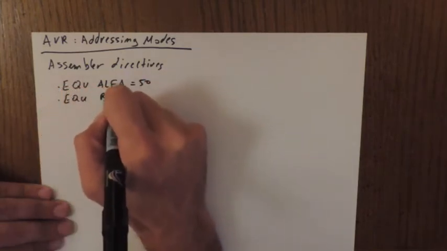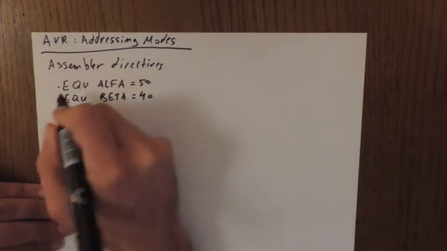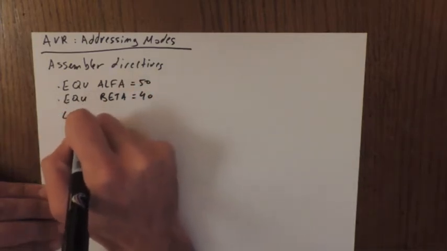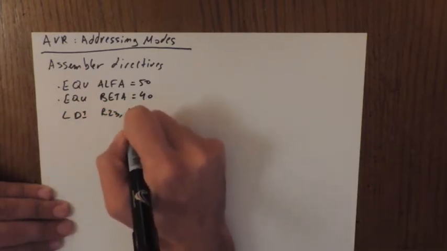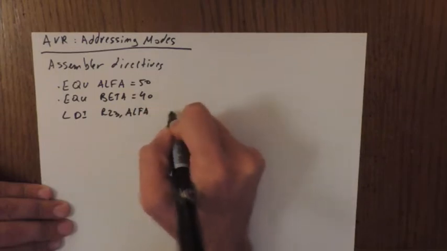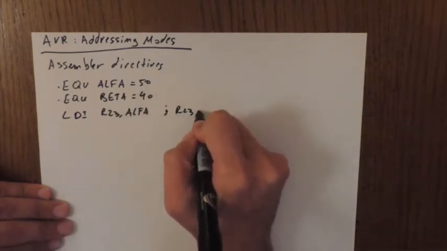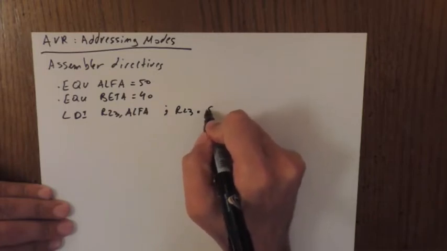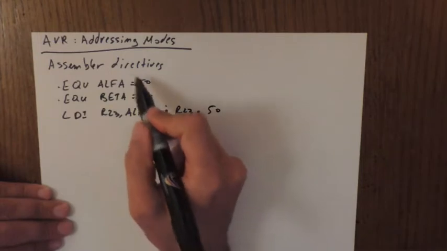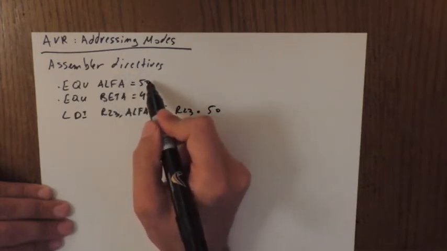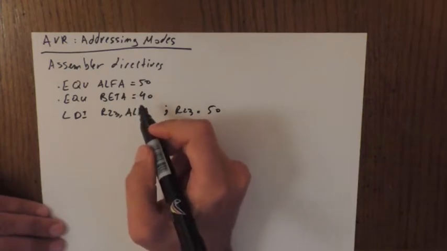beta equal 40. We can do something like this: LDI R23, alpha. This places in R23 the value 50. So alpha acts like a shortcut for 50. Whenever we see alpha, the assembler will automatically substitute 50 instead of alpha.